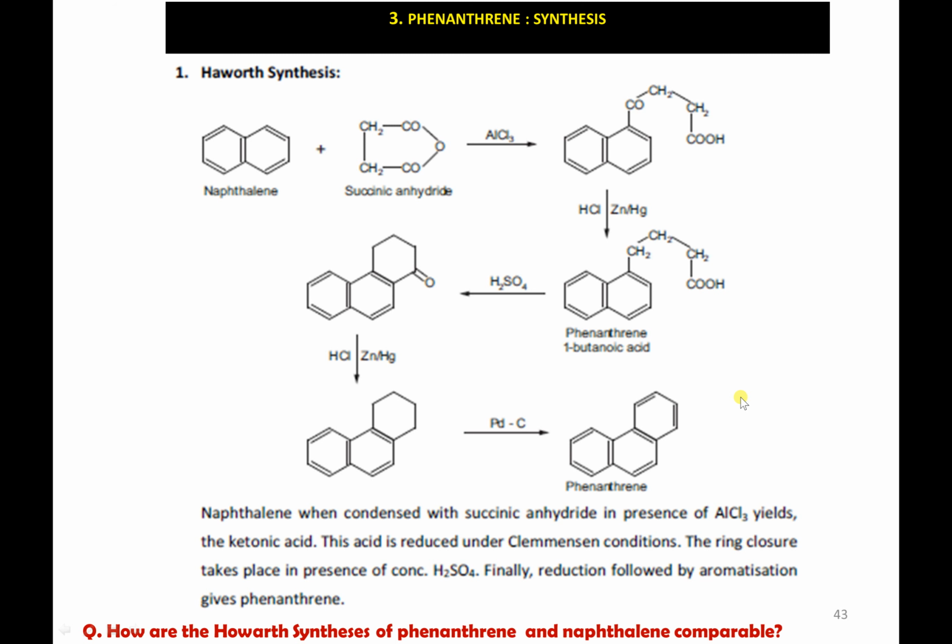How are the Haworth synthesis of phenanthrene and naphthalene comparable? Just say they are comparable, only the starting material is, in one case it is benzene, here it is naphthalene. Otherwise they are ditto the same. I'll explain this. This happens at the alpha position. Okay, it doesn't go to the beta. Had it gone to the beta, what would have happened? It would have given you anthracene again. But alpha is more reactive in the case of naphthalene, as we have studied. So this acylation will go to the alpha position.